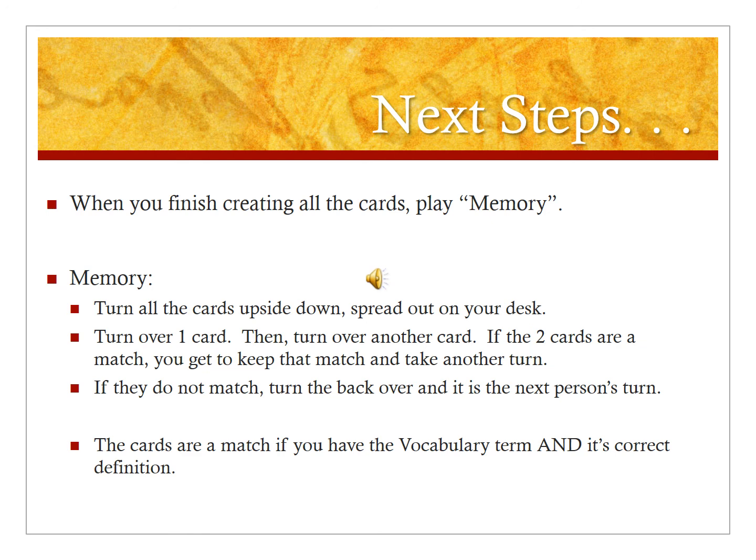You're going to turn over one card. Then you're going to turn over another card. If the 2 cards are a match, you get to keep the match and you get to take another turn. If you do not have a match, you turn it back over and the next person takes the turn. The cards are a match if you have a vocabulary word and its correct definition. If you have a word and the incorrect definition, that means you have to turn them back over and it's the next person's turn.